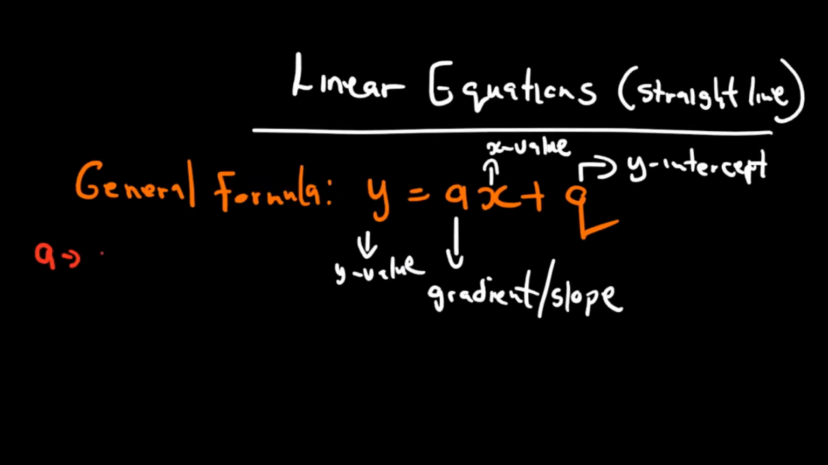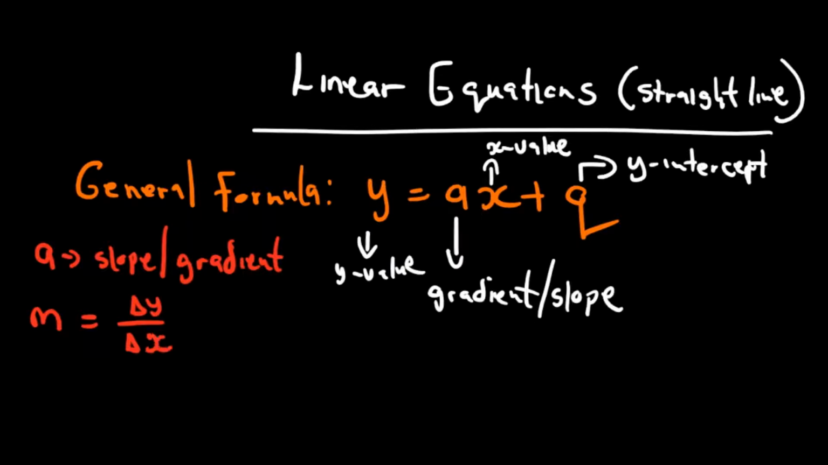which we're saying it's the slope slash the gradient. How do you find the gradient? So we express the gradient as m, which is the change in y over the change in x, right? Which can be y2 minus y1 over x2 minus x1. So that's the formula for a gradient.